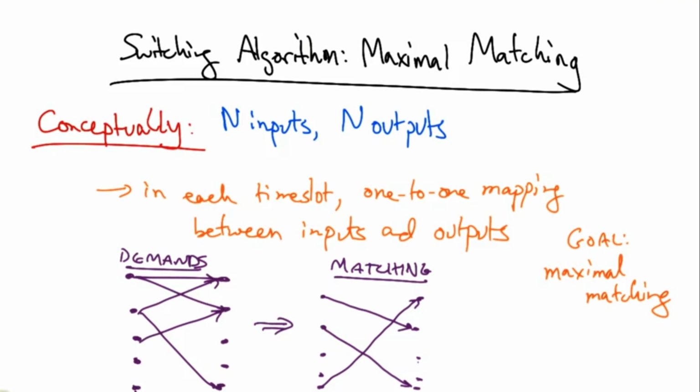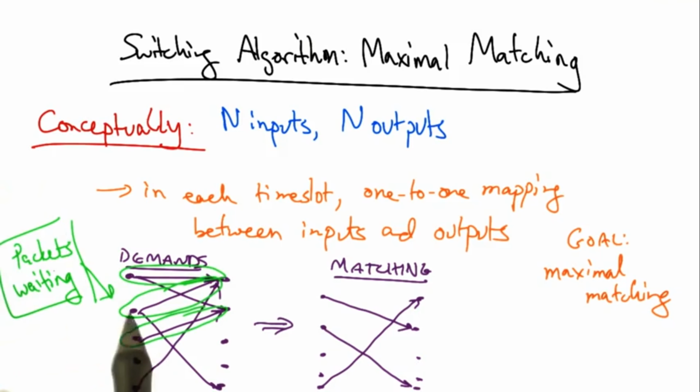Now, given demands for a particular time slot and the resulting matching, notice that certain demands were not satisfied. These packets that arrived at inputs must wait until the next time slot to be forwarded to the appropriate output port, because they couldn't be matched in the same time slot as those shown here. Remember that there must be exactly a one-to-one matching between any inputs and outputs in a particular time slot.